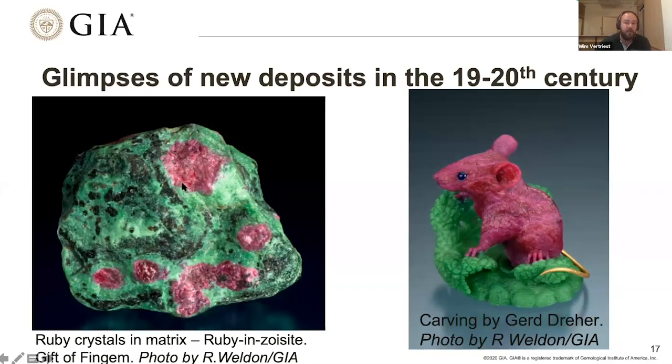It's these bright red ruby crystals that you find within a really nice green matrix. The matrix is zoisite, and of course the red crystals are ruby, which cause people to call this ruby and zoisite, which you see a lot, and it's a lot of times used for amazing carvings, like this mouse carving, where the mouse is entirely carved out of the ruby, and the leaf that it's sitting on is entirely carved out of the zoisite. But this is one piece.